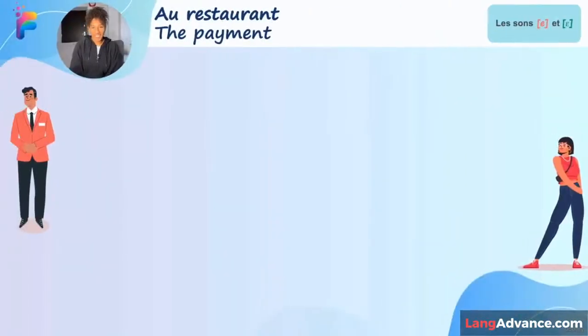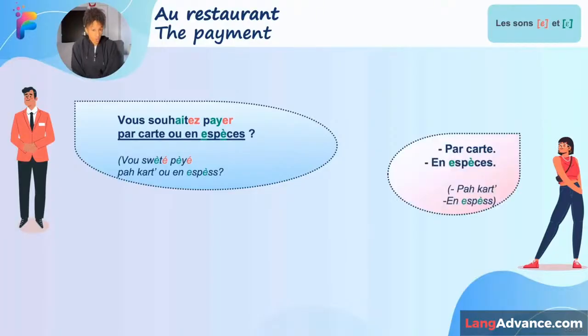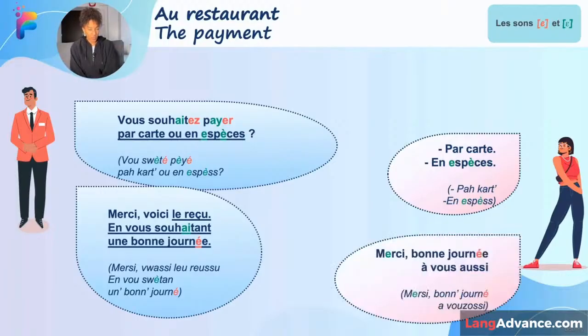Now, it's time to pay. They will ask you how you actually want to make the payment. Vous souhaitez payer par carte ou en espèces? Now you choose if you want to pay by card, par carte, if you want to pay cash, en espèces. Now they give you your receipt and they wish you a good day. Merci. Voici le reçu en vous souhaitant une bonne journée. And it's your turn. Merci. Bonne journée à vous aussi.